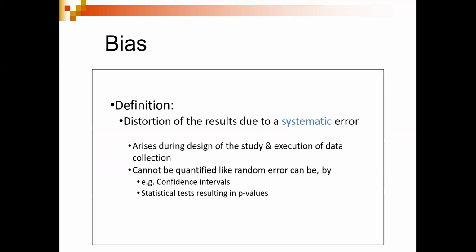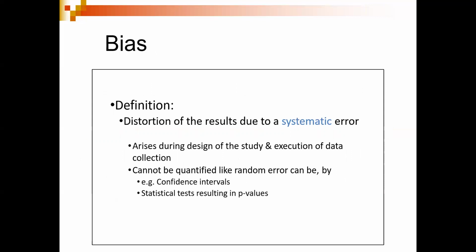What is bias? Bias is the distortion of results due to a systematic error. And that's what we call bias. Whatever you're studying or whatever you're doing, you will have an incorrect result. Why? Because of a systematic error.